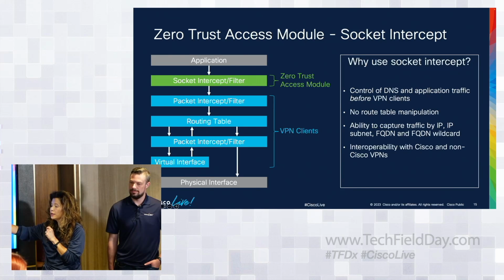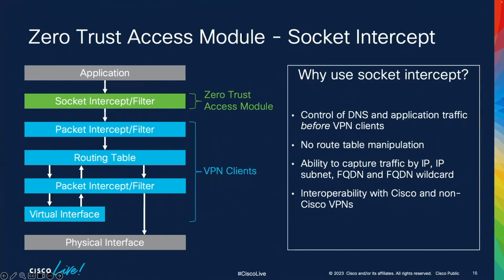And then we have the ability to capture the traffic by IP, by IP subnet, FQDN, and FQDN wildcard. So we can match traffic based on all of those four things. And because this is not a VPN connection, we're not rerouting all of the traffic and manipulating the routing table.